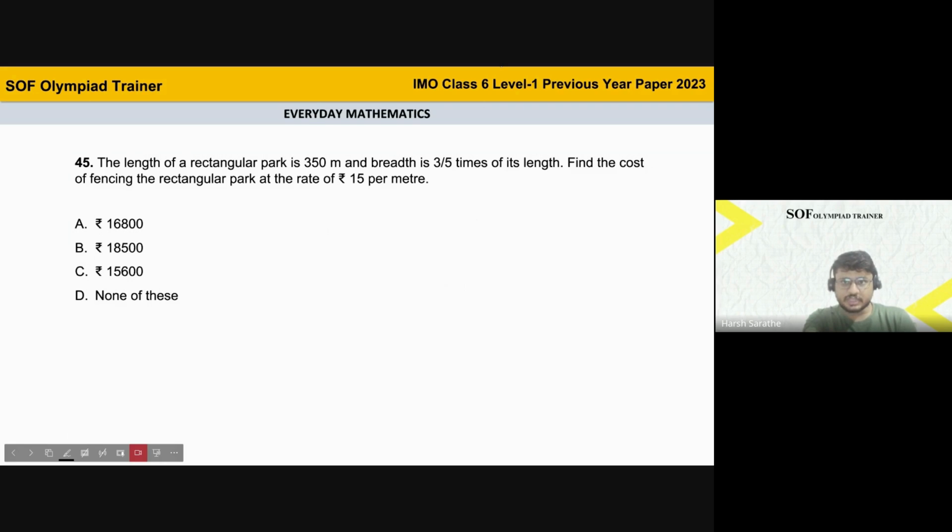This is a very good question. I am expecting you to solve this question, beta. Okay, take a try. The length of the rectangular park is 350 meters and the breadth is 3/5 of the length. What will be the cost of fencing that rectangular park at the rate of 15 per meter? Okay. Take a try. It's a good question. I want everyone to participate in this question.